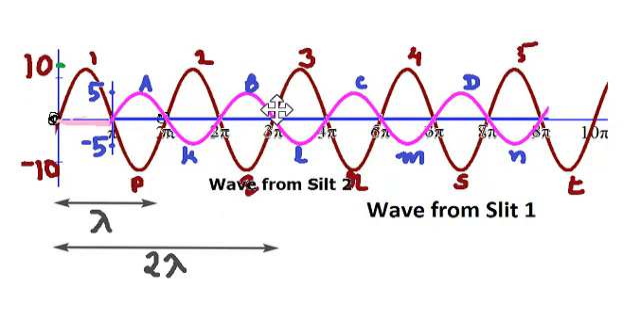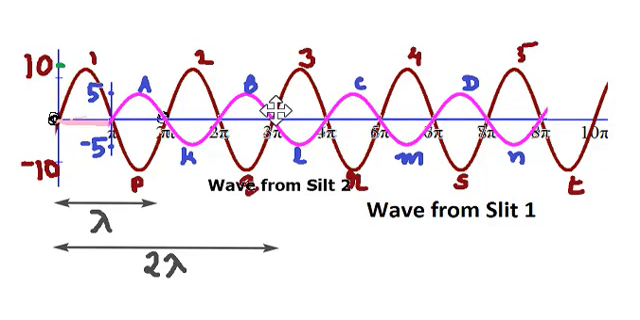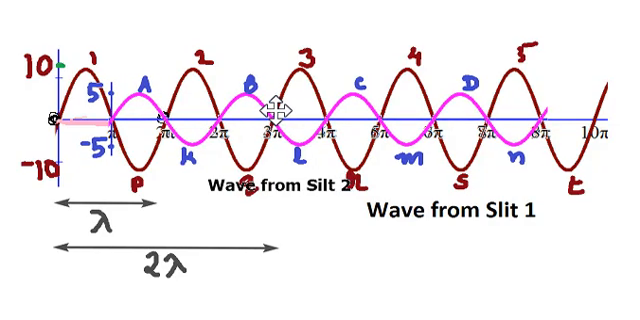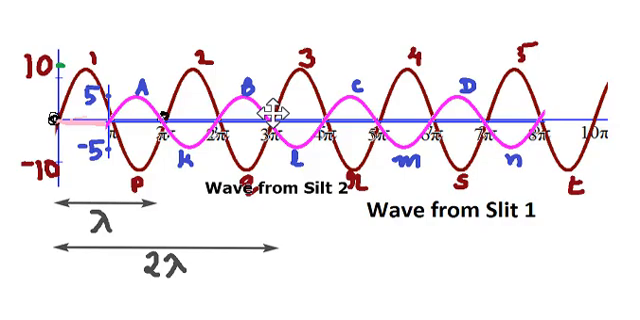Now you can see the first wave and the second wave are separated by half a wavelength. Watch carefully, half a wavelength. What will happen? Now the crest A of the second wave is falling on the trough P of the first wave. So you have plus 5 and minus 10. So at that point amplitude will become minus 5.